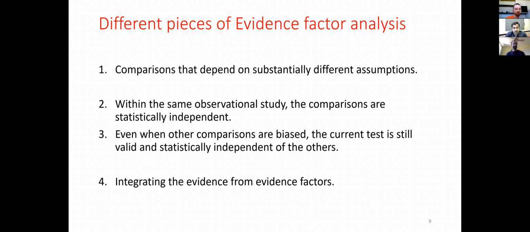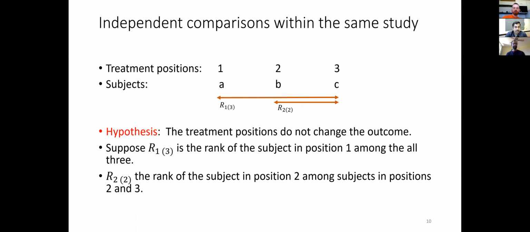So I have clubbed number 2 and 3 together because those are more technical points, and I want to show you at least some calculations of how to get to those points. So let's look at number 2 and 3. Is it possible, in a single observational study, to have comparisons which are statistically independent? And is it possible that even when one comparison is biased, the other comparison is still fine, still statistically independent and still valid? So let me show using a toy example that it is indeed possible, and then I'll tell you how this example can be generalized to a large extent.